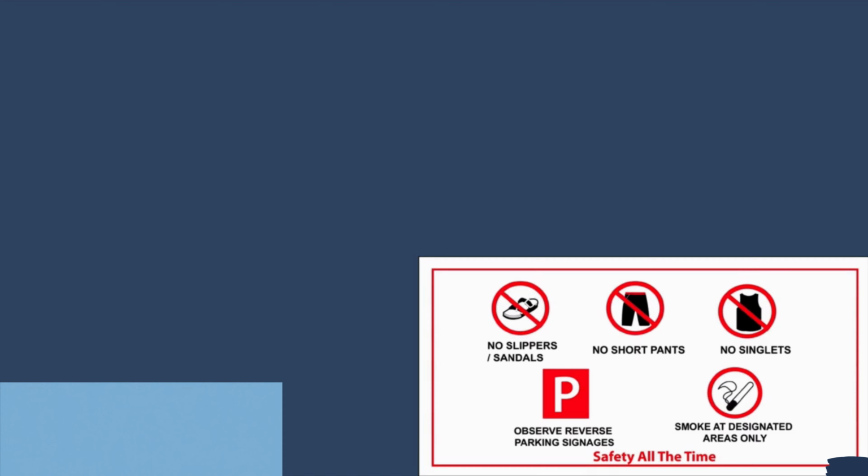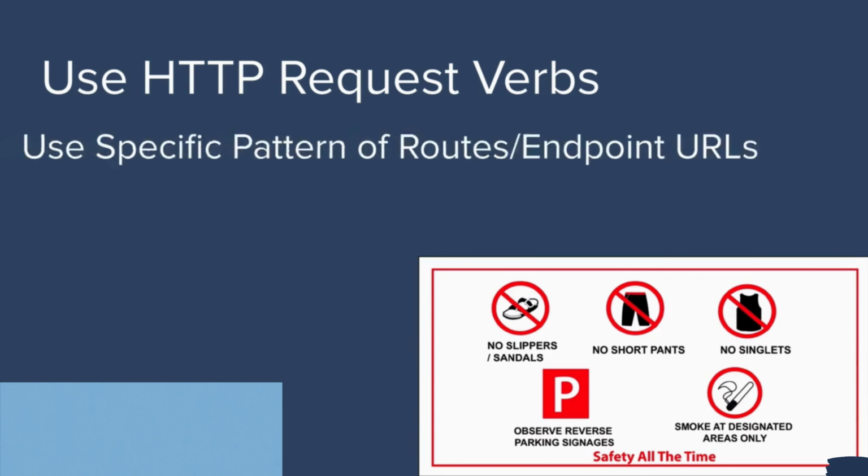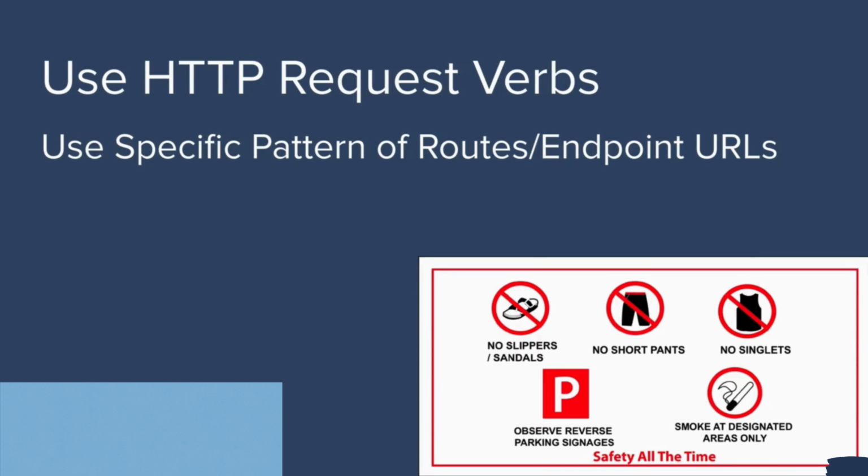But the two most important ones are using the HTTP request verbs, so using that HTTP request language, and also to use a specific pattern of routes and endpoint URLs. And these two things are probably the most important parts of making your API RESTful. And we're going to look at each of them in detail.